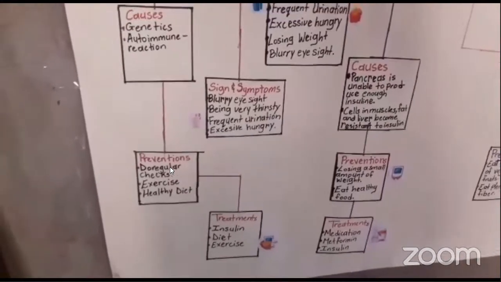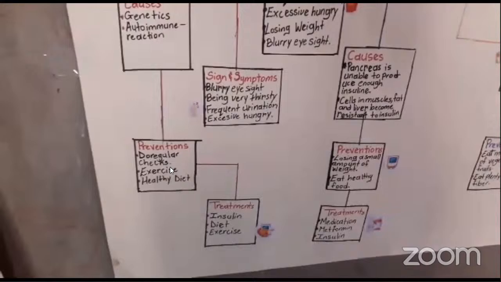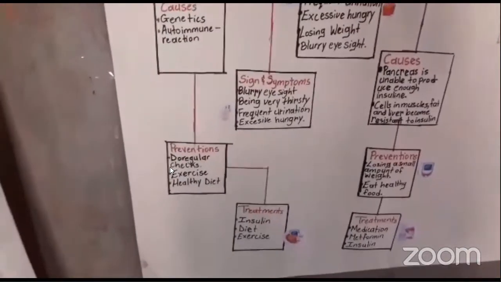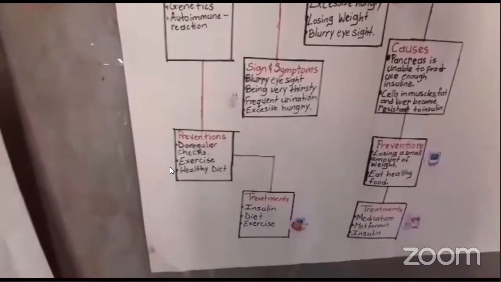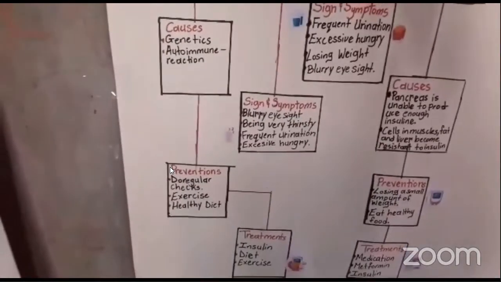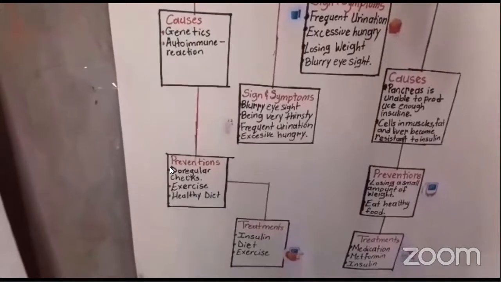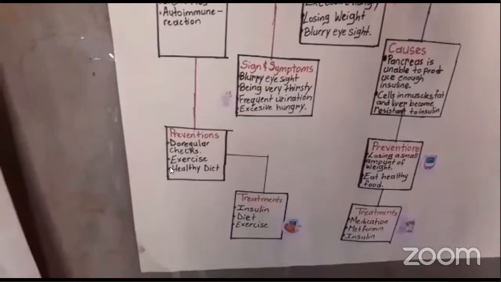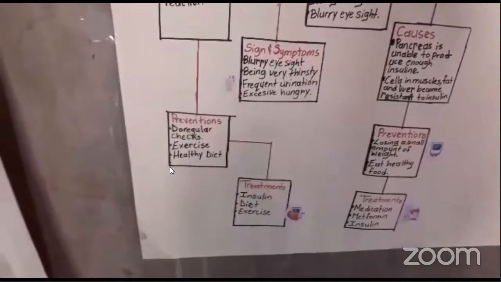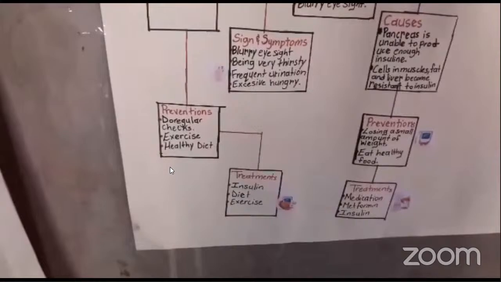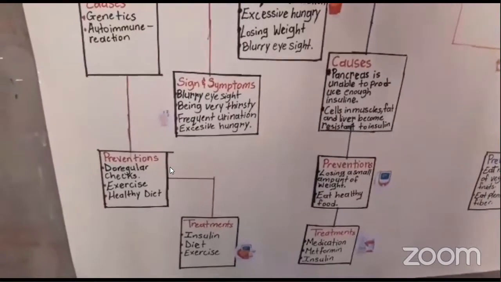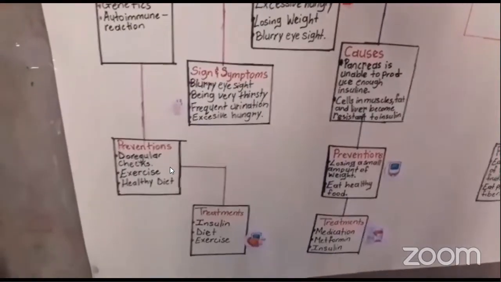So the cause of type 1 is unknown. However, some factors can contribute, like genetics and autoimmune reaction. Autoimmune reaction is where the body fights itself, the cells attacking each other. And the cause of type 2 is that the pancreas is unable to produce enough insulin.